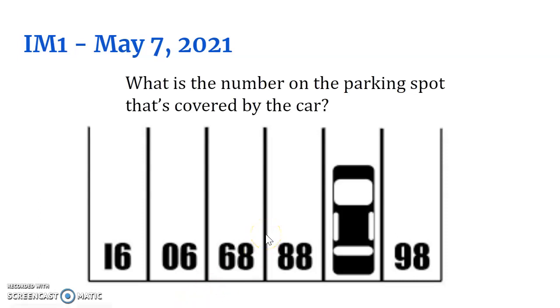Just a brain teaser: what is the number on the parking spot that is covered by the car? I see 16, 06, 68, 88, then 98. Do you see a pattern there at all? Can you try to figure that out? And when you have your answer, you can send it in the private chat.